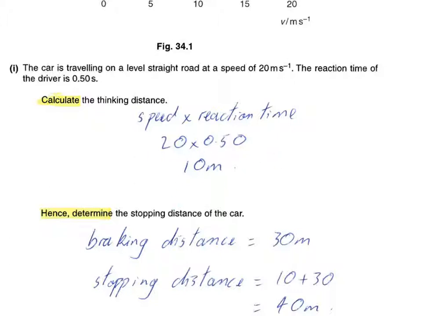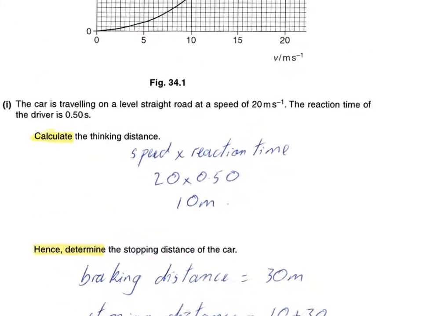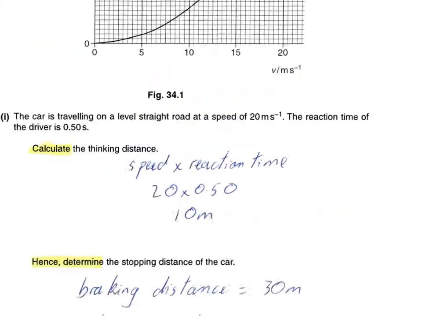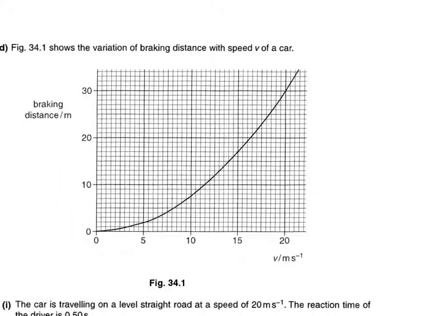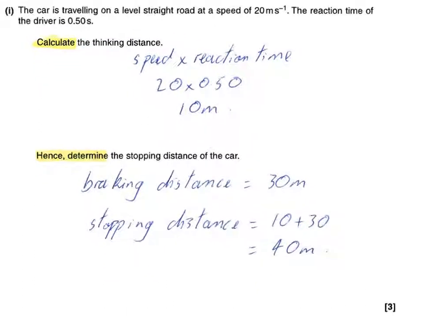Hence, it says, which means I'm going to have to use that answer, determine the stopping distance of the car. Well, stopping distance right from the beginning is thinking plus braking, and I can look up from the graph that at 20 meters per second the braking distance is 30. So to get the stopping distance, I need to add the 10 that I've calculated to the 30 that's come from the graph, and that'll give me an overall stopping distance of 40 meters.